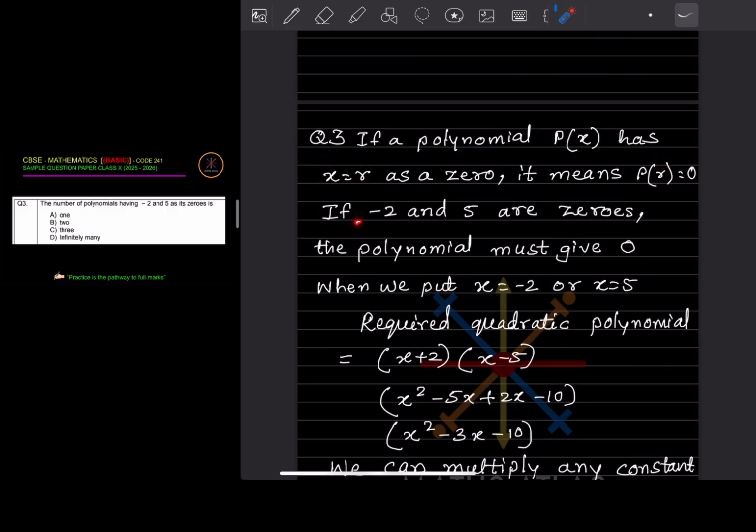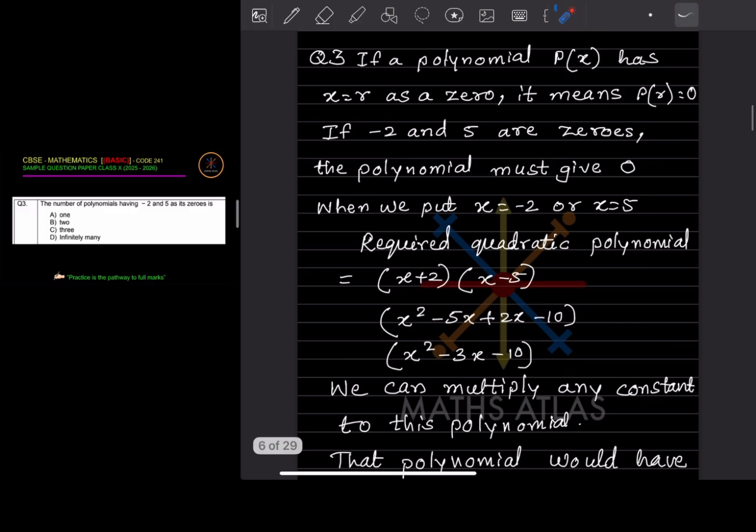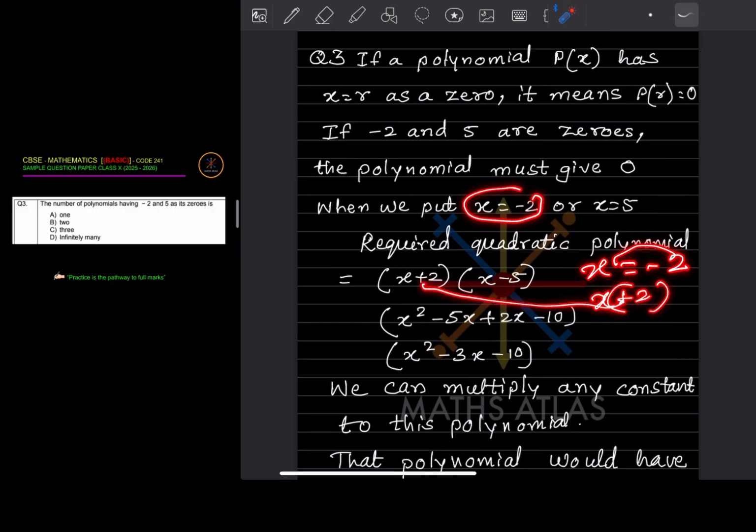So if it is given minus 2 and 5 are zeros, the polynomial must give the answer 0. So when we put x is equal to minus 2 and x is equal to 5, the required quadratic polynomial will be, so here see, whenever x is equal to minus 2, if we take this on this side, that is going to be x plus 2. So the same thing is here, and here x is equal to 5 means if you take this 5 on this side, that is going to be x minus 5.